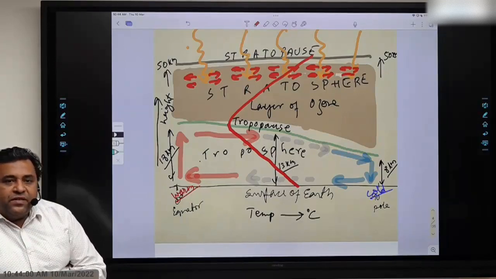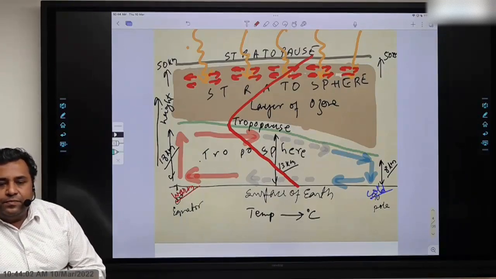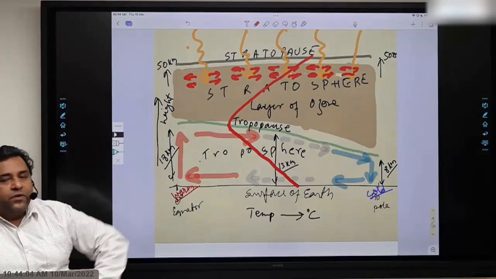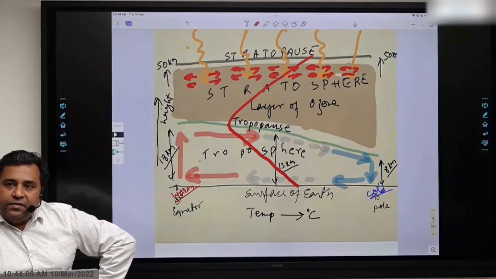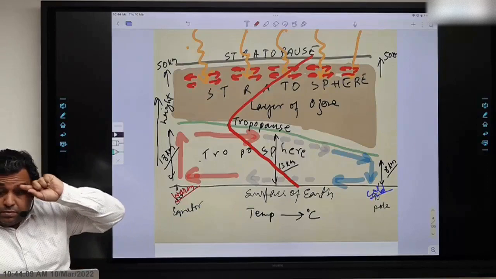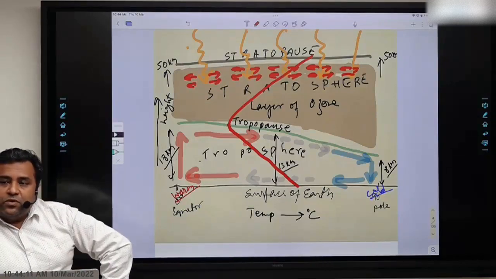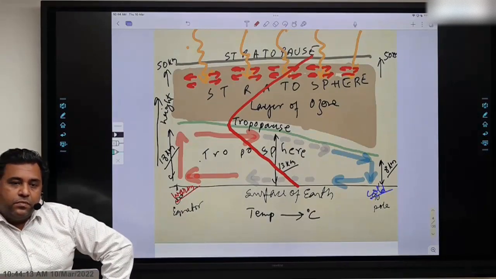Therefore, the temperature increases with height. Therefore, temperature increases with height in the stratosphere. Temperature increases with height in the stratosphere.